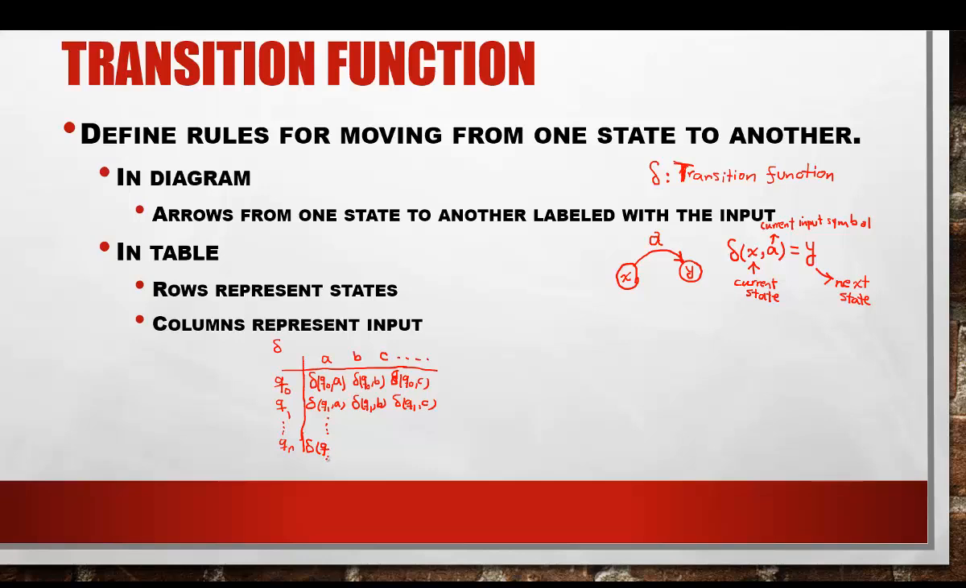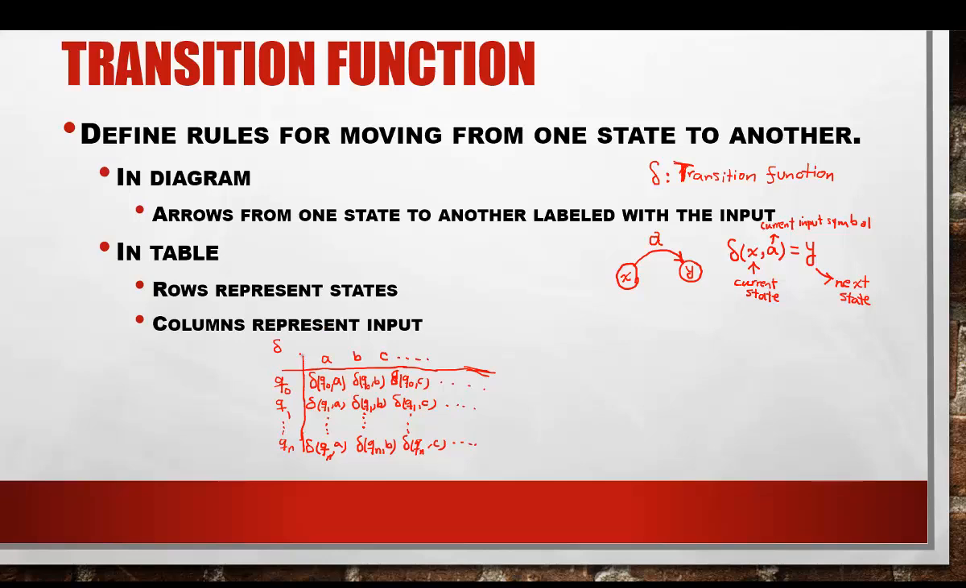So finally, the last row will be delta of q sub n comma a, delta of q sub n comma b, and delta of q sub n comma c, and so on and so forth. Okay, so this either is a state diagram or a state transition table will define my transition function delta.